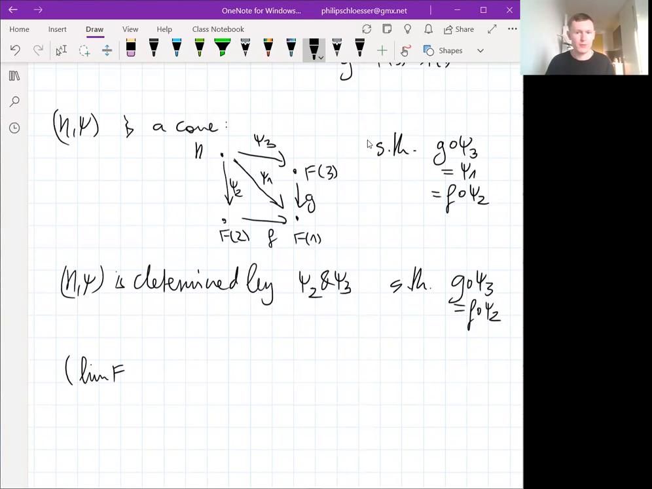And now again, we take a look at what it means for something to be the limit of that diagram. So limit F is a cone. We will have the object limit F, and then three morphisms. Let's again call them pi1, pi2 and pi3.